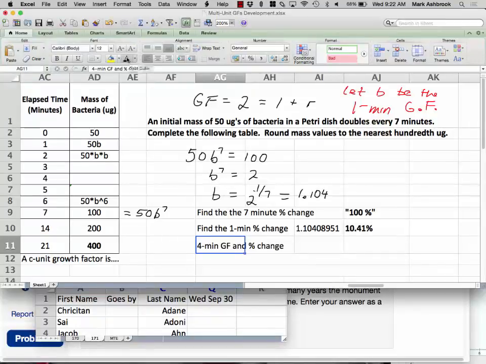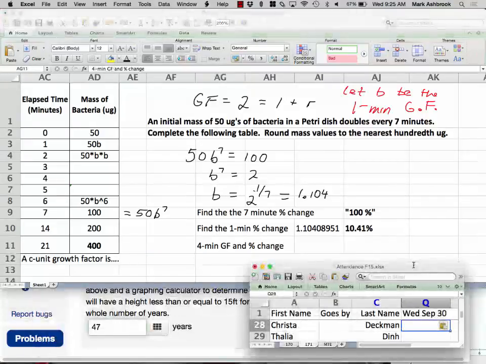Okay, so now I want you to find the 4-minute growth factor and percent change. What's the 4-minute growth factor? Express that 4-minute growth factor as an exact value, and then find the percent change. Okay, we'll pick that up later.